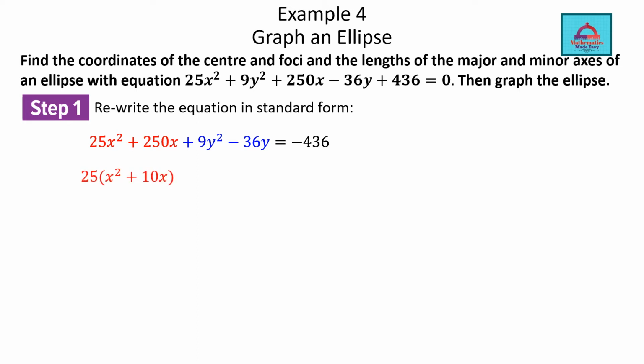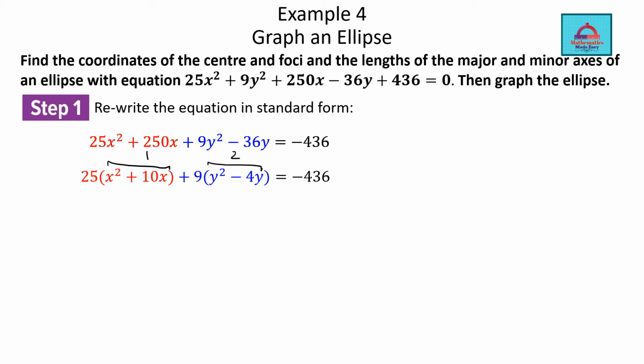So that means we are going to take the common factors first. For the first two terms of x, that's 25 in the bracket, you have x squared plus 10x left, and then for y terms also you take 9 outside, so you're left with y squared minus 4y. Right hand side remains the same, there is no change, so it's negative 436. Now we are going to use the completing the square method two times, one time in this bracket, second time in this bracket.